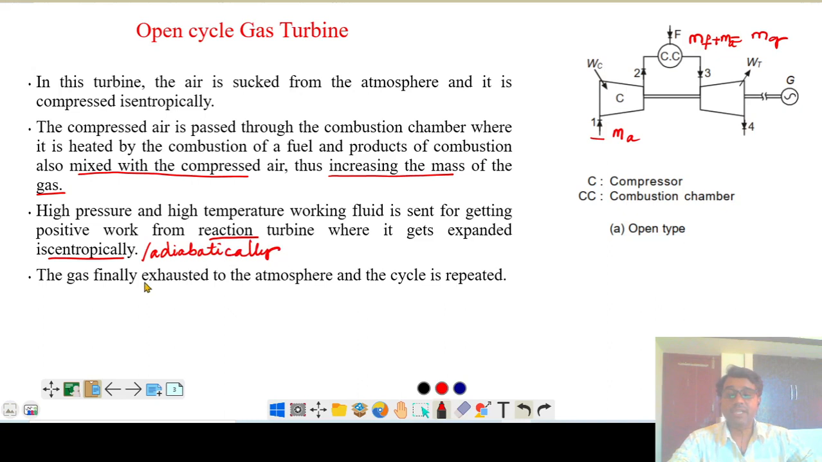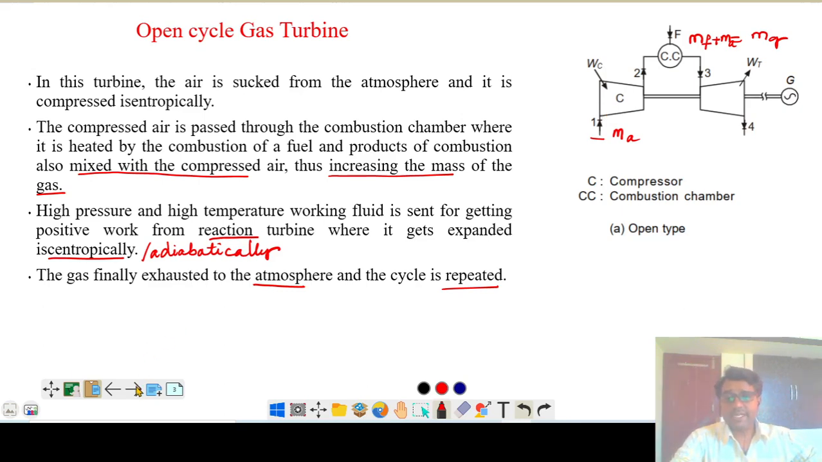Finally, after expansion, the exhaust gases are sent to the atmosphere, and the cycle is repeated by sucking atmospheric air into the compressor. So here, every time, fresh air is sucked by the compressor, and the burnt or expanded gases are exhausted to the atmosphere. This is the open cycle gas turbine.